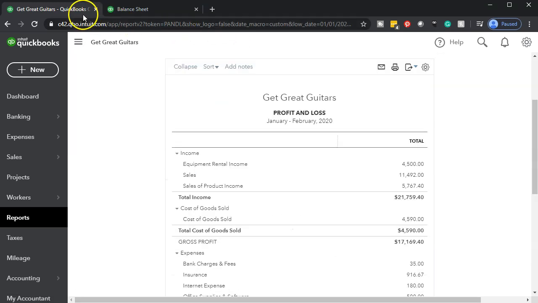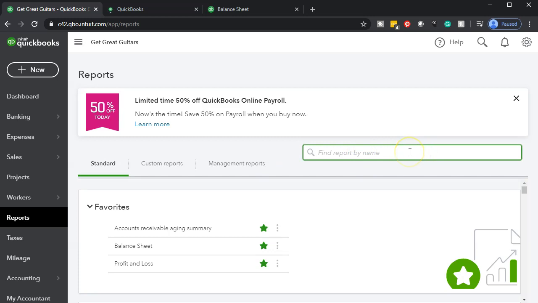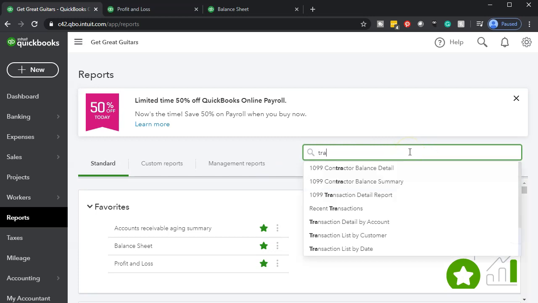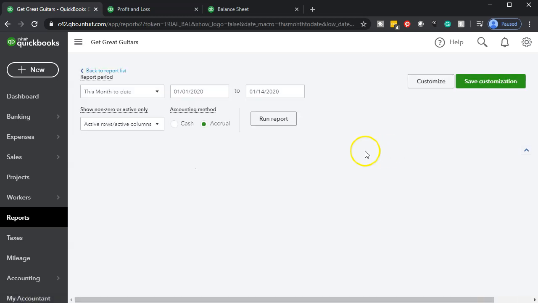Then I'm going to go back up top to the tab up top, right-click on it, duplicate it. Let's go do this one more time for the trusty trial balance. We're going to go down to the reports down below. We're going to go into the find report by name field here. We're looking for the trial balance. And that's trial, not the trail balance, the trial balance. And that's the one we want.